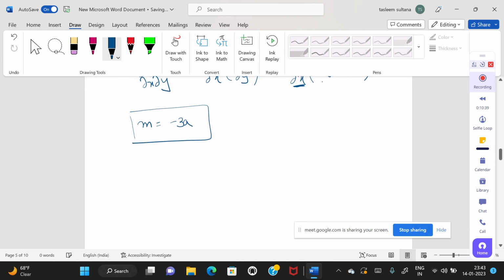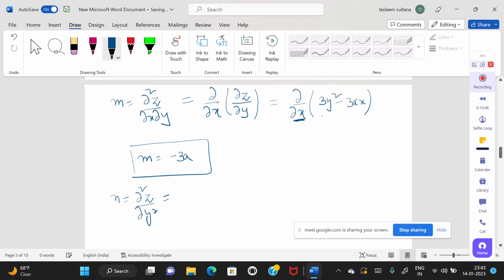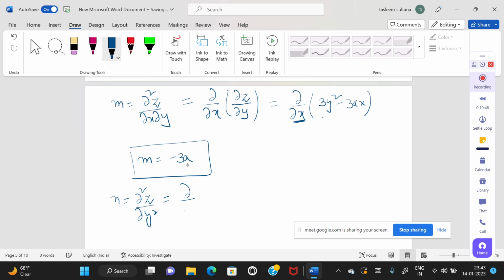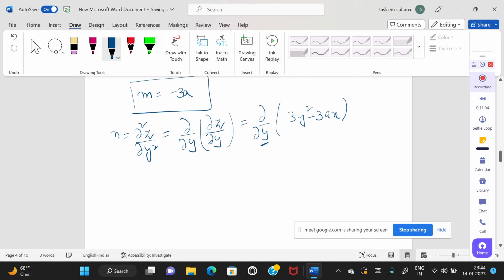Now n we have to find. n is equal to ∂²z/∂y². It's equal to ∂/∂y of ∂z/∂y, which is ∂/∂y of (3y² − 3ax). Now differentiating with respect to y, n is equal to 6y.